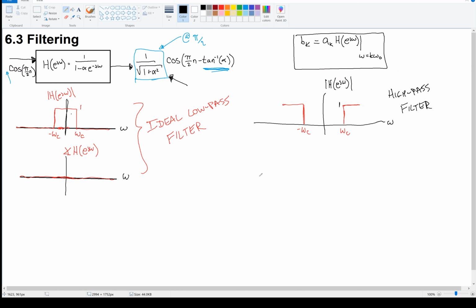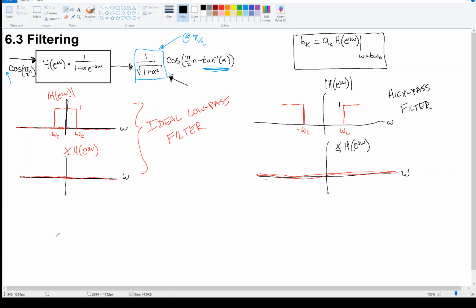And an ideal high-pass filter is one whose phase response is exactly 0. So this would be the phase of the frequency, so that the frequencies that do get passed through get through with no phase distortion. Okay, and we can have other things.